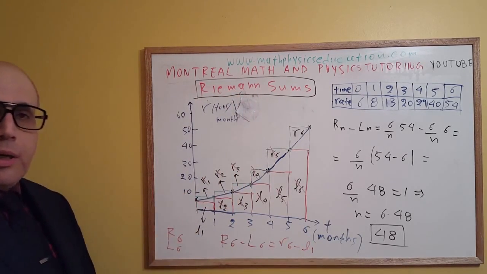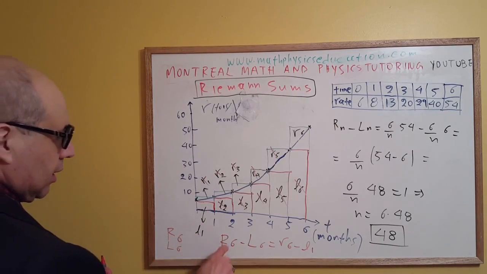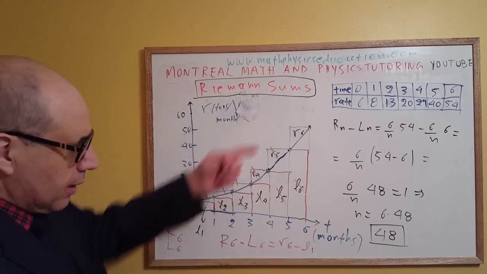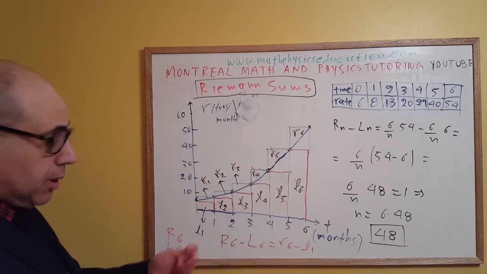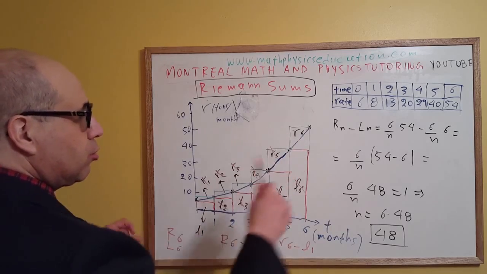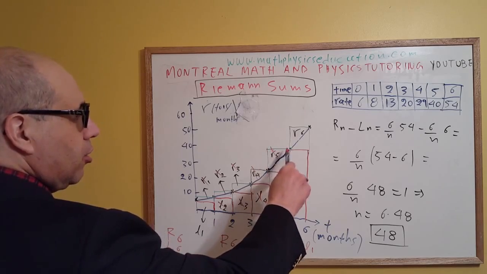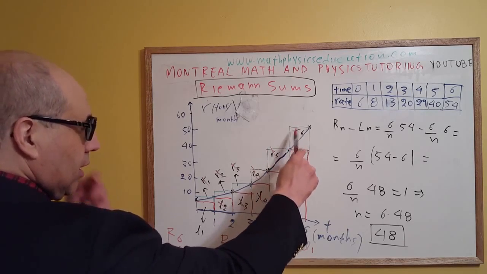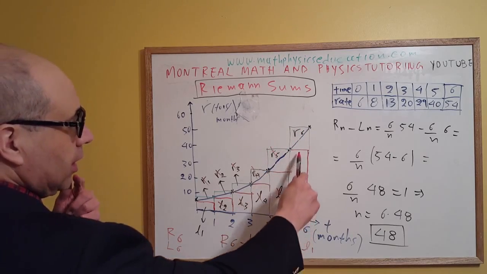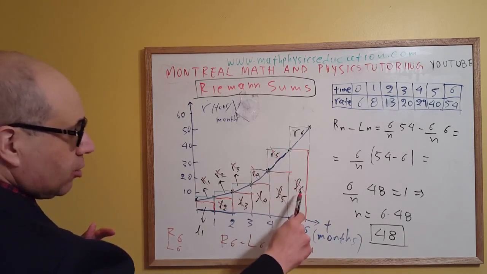I want to explain this again, because that's the most critical point here. When you try to create this difference here, R6 minus L6, which is the right end point Riemann sum minus the left end point Riemann sum, you start from R6, then you go to R5. The R5 will be exactly equal with the L6, which is here. So this cancels with this.